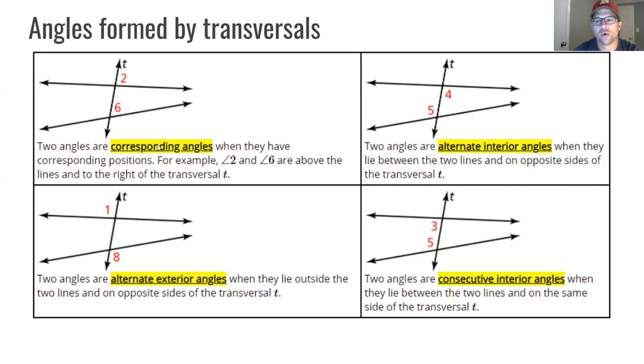Two angles that are corresponding are when they have the same facing position relative to your transversal. So 2 is in the upper right-hand corner of this intersection. 6 is also in the upper right-hand corner of this intersection. You could also be looking at another different pair.